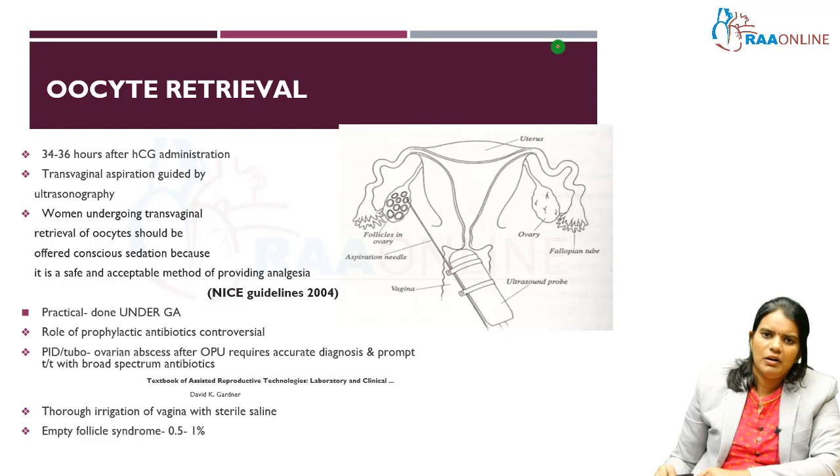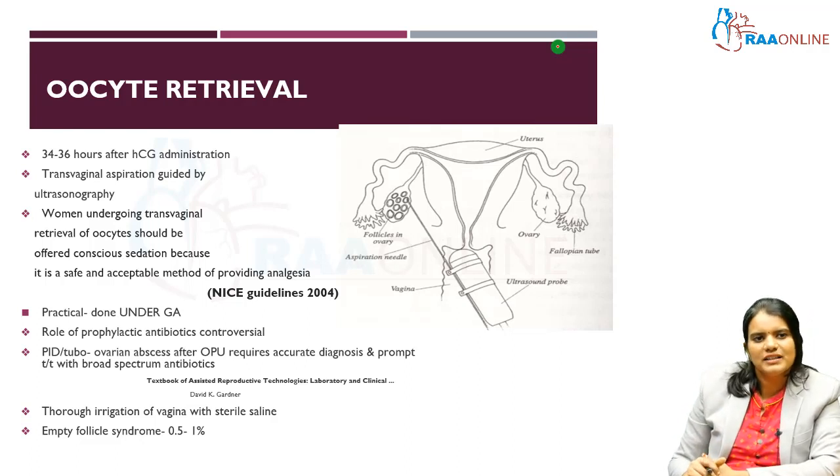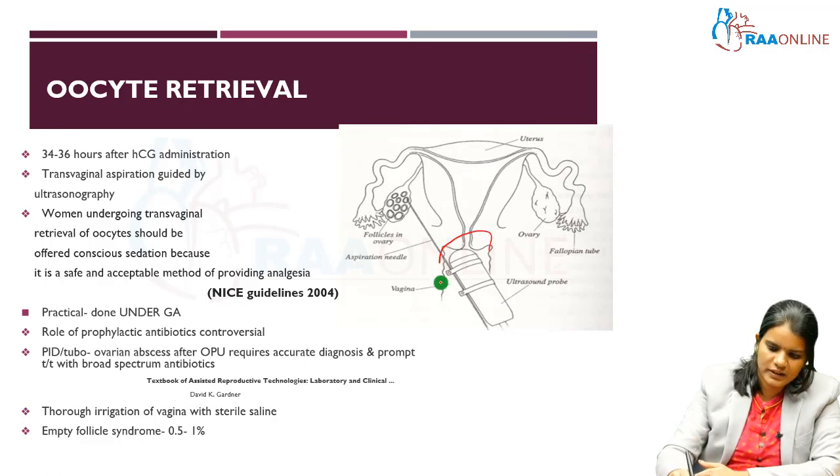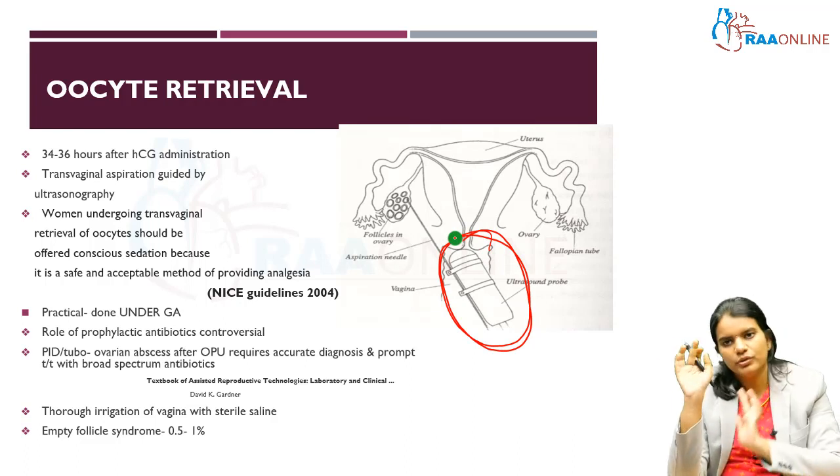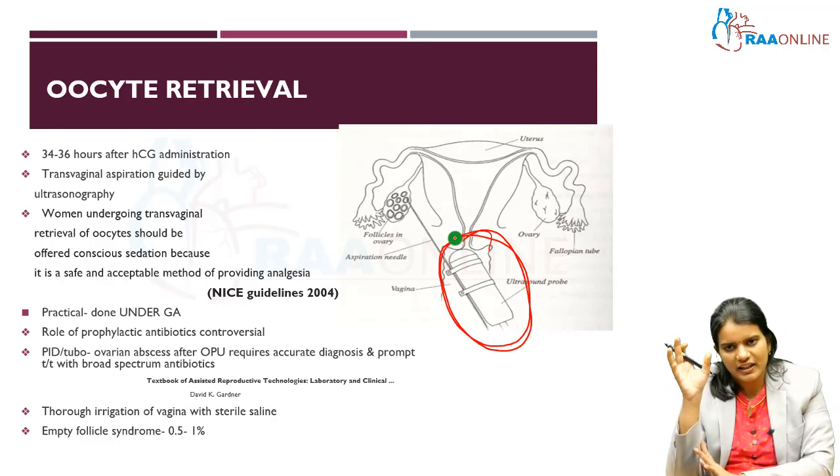Then the next important step, or the most important step, in the IVF process is the oocyte retrieval. So, I would not say most important, but one of the most important, because embryo transfer is the most important step. Oocyte retrieval is done usually 34 to 36 hours after the trigger administration. Transvaginal aspiration is usually done, and as I told you, the transvaginal probe is entirely through the vagina. You can see the videos on YouTube.